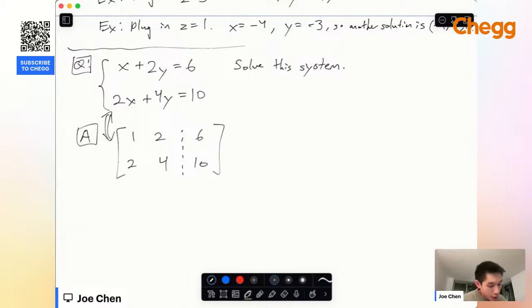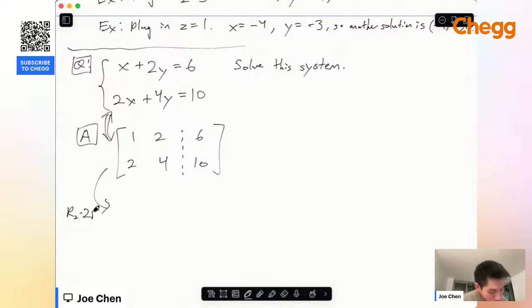Okay, here I have a 1, and I want to make the number below it 0. So let's do that. How do I do that? I will take the second row and subtract twice the first row. I'm not touching the first row, so I'll copy that over. Then here I get 2 minus 2 is 0. I get 4 minus 4 is also 0. And here I get 10 minus 12 is minus 2.